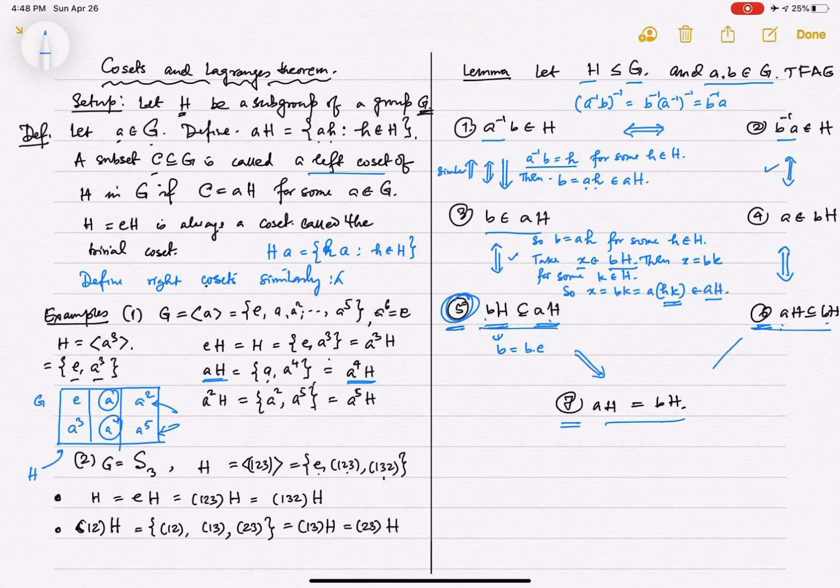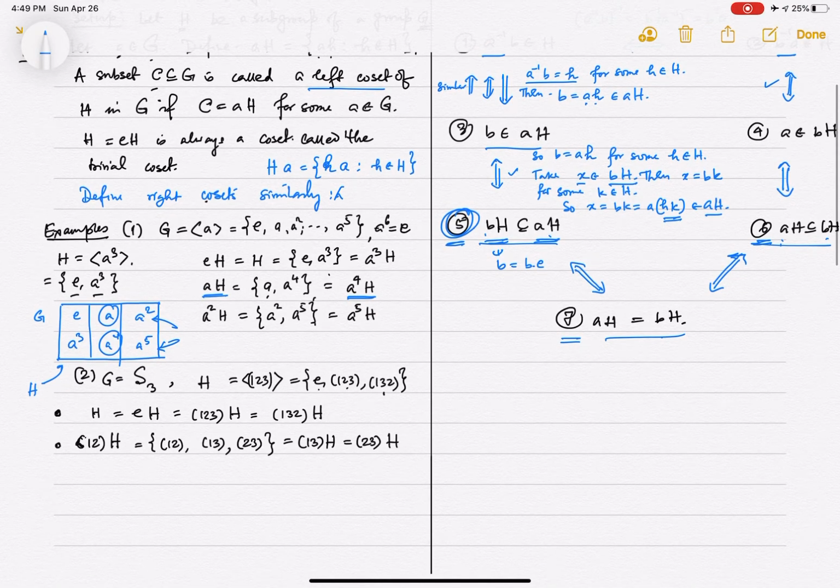Same argument tells you 6 implies 7. And then 7, of course, gives you the other one. 7 is stronger than 5 and 6, of course, because if the sets are equal, then they are subsets of each other. Okay? So that's why these 7 statements are all equivalent. And once you know that, you get this fact.